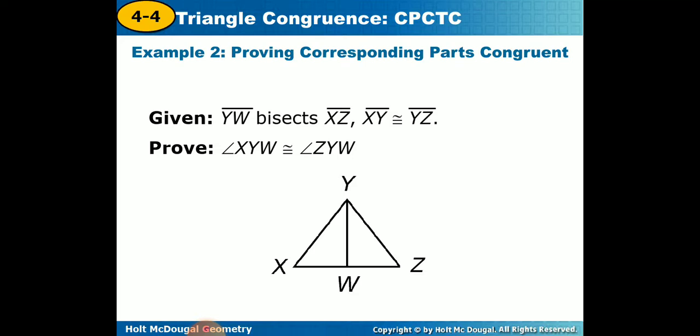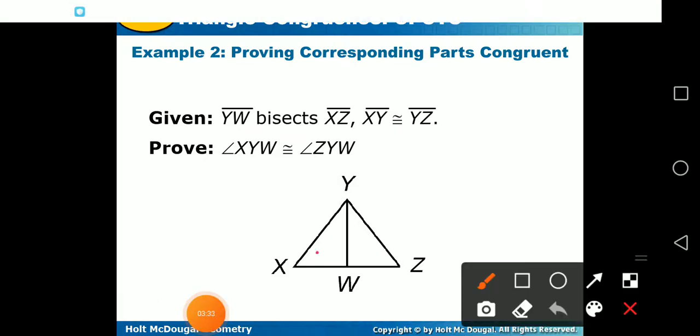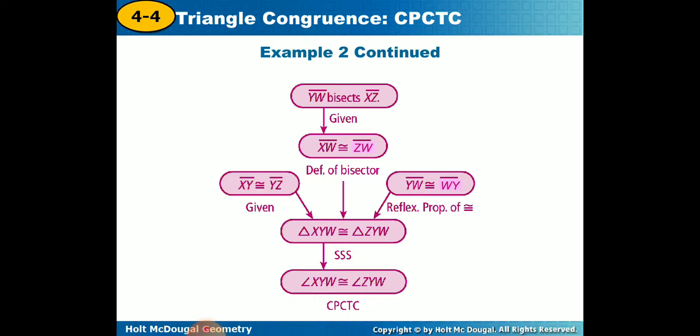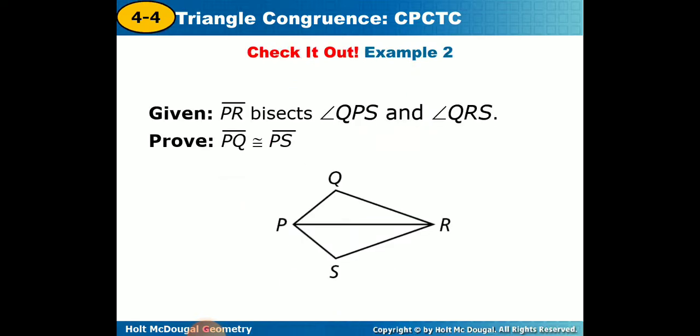Okay, let's have another question. YW bisects XZ. Bisects means that it gives me two equal sides. And I have XY congruent, given, congruent to YZ. And what else do I have? I have a common side, so this side is the same as here. So I have three sides that are equal, so I have SSS.